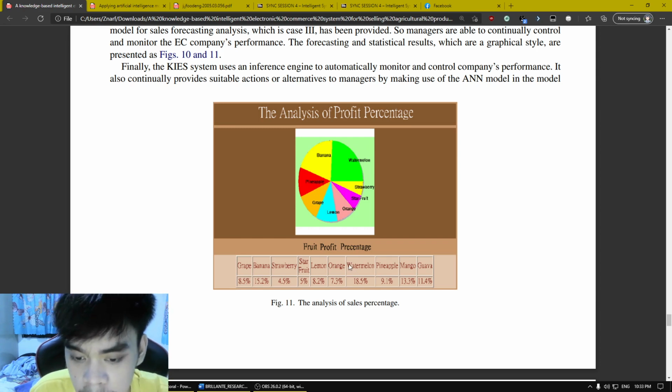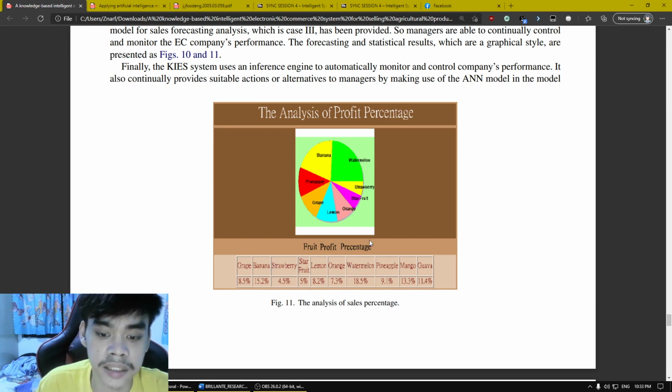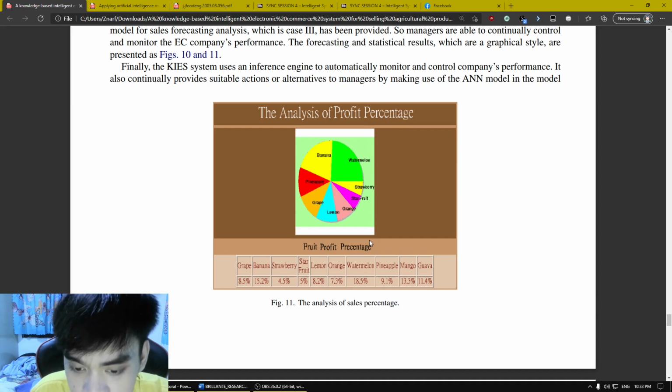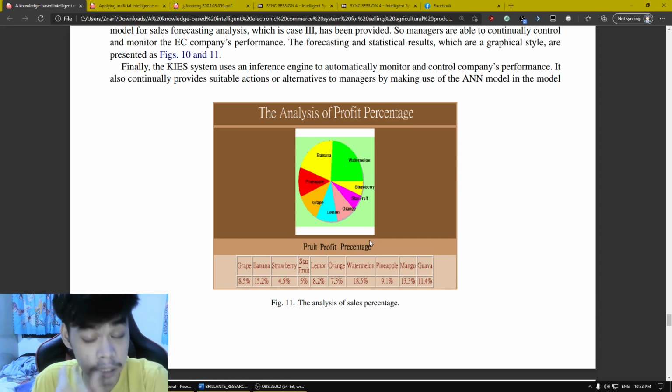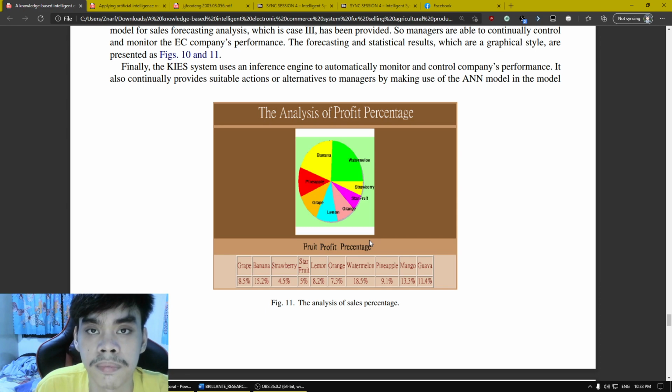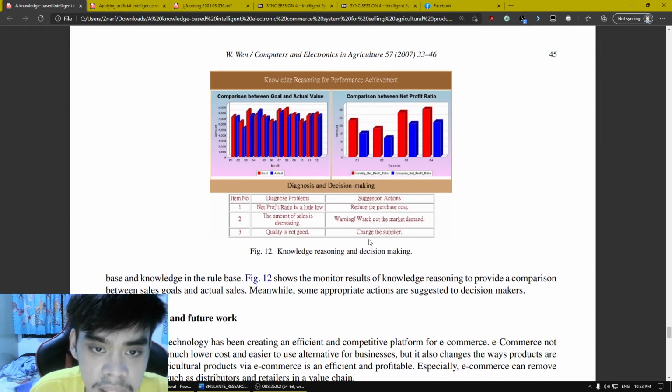For example, the watermelon has the highest percentage at 18.5%, meaning people usually buy watermelon. So this information will really help the users or the managers of this system. So let's proceed to the next graph.